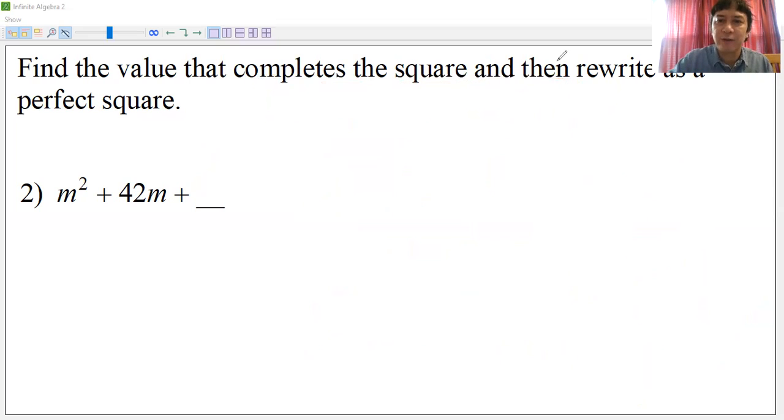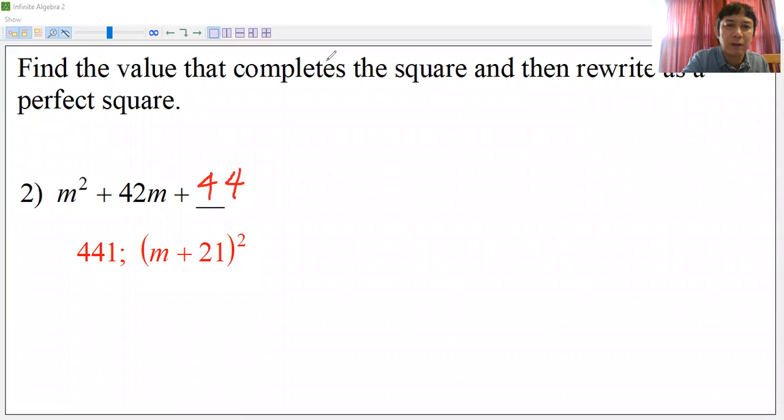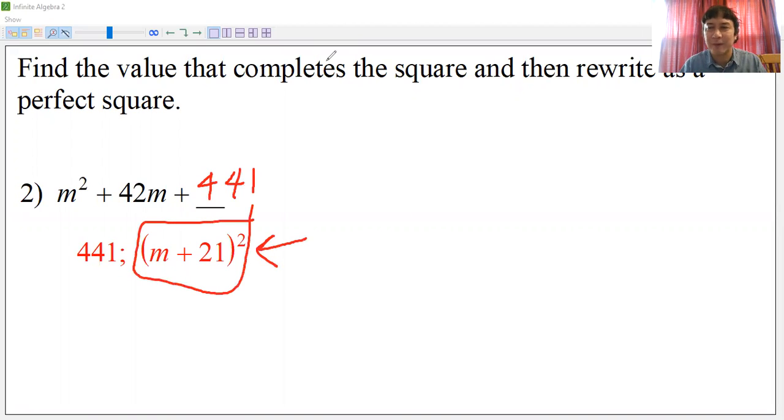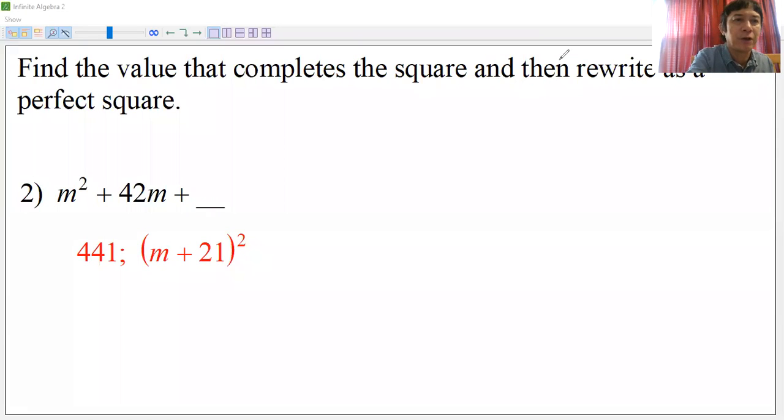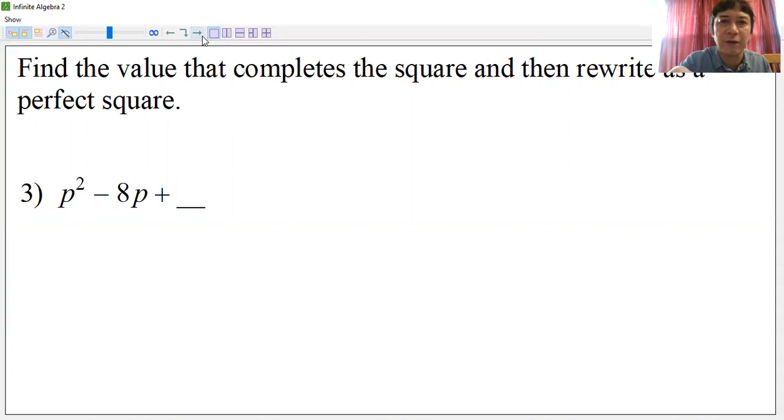Let's clear the screen. Let's have the answer first. Exactly what we had a while ago. That's 441 for the number to be added here. And then we wrote the required perfect square. It's this one here. So that's the answer from the computer, and we will now proceed to the next. Let's have the third.